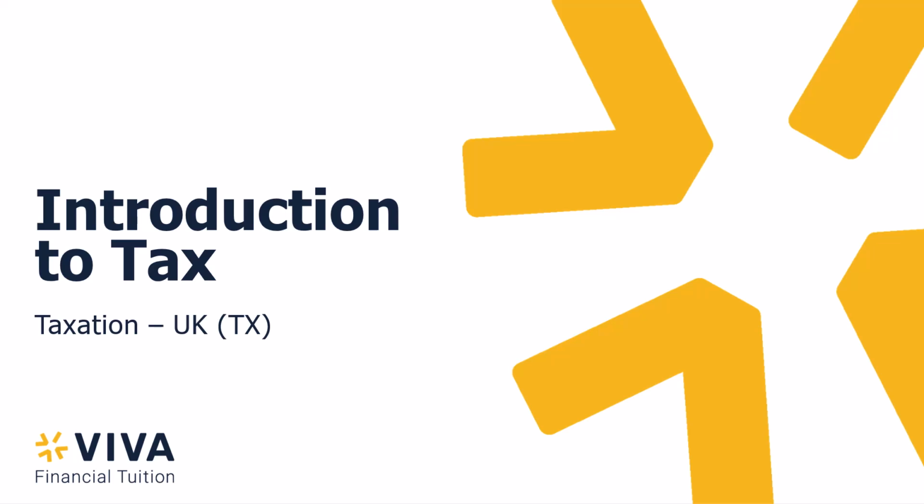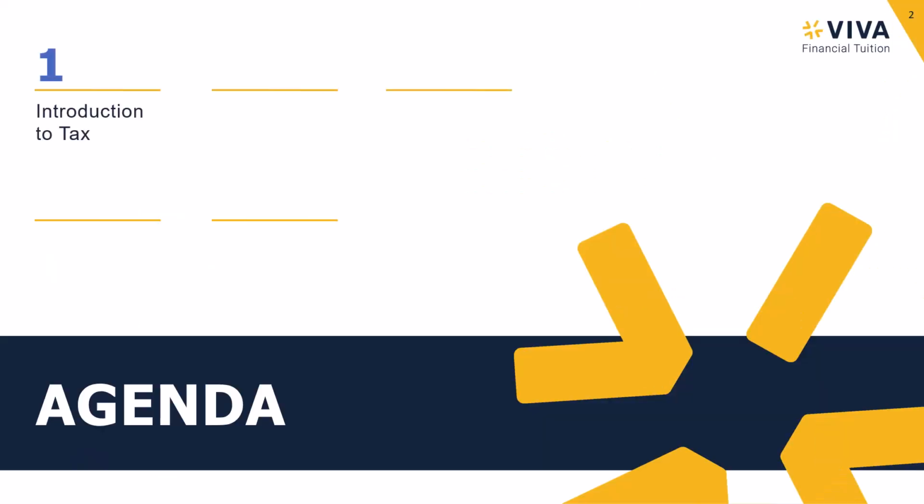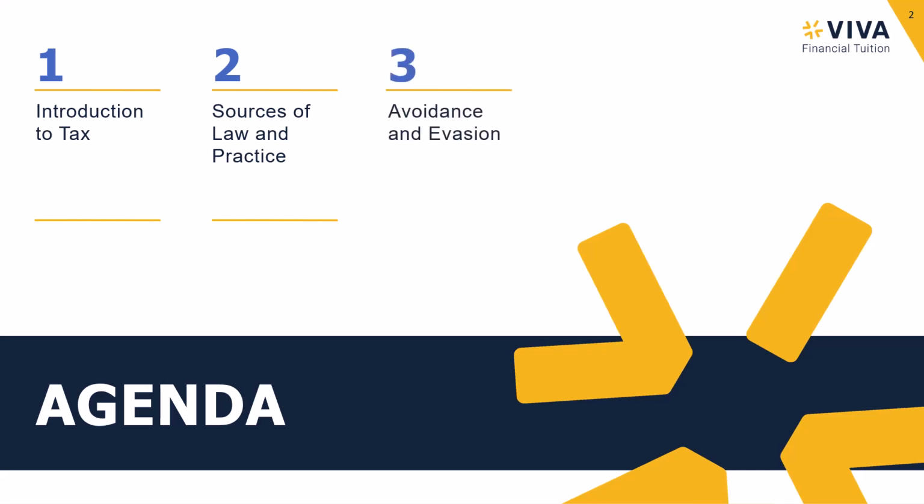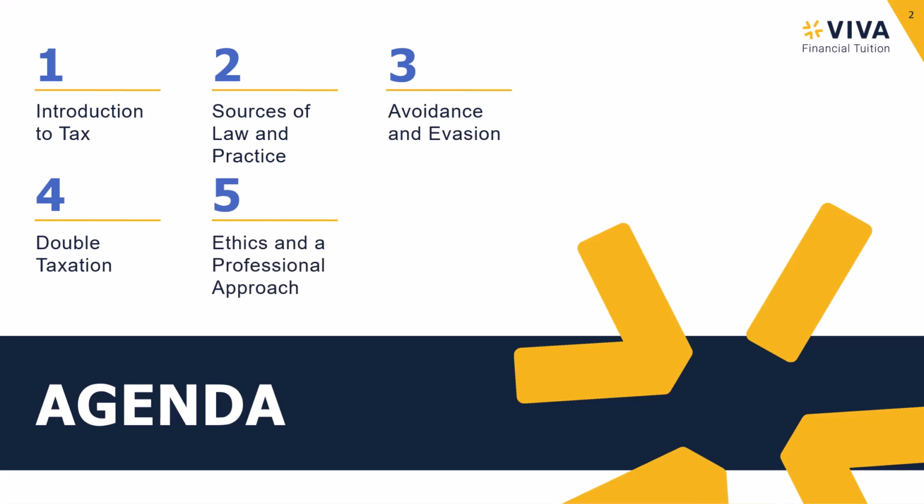This is our first topic recording, Introduction to Tax, and let's take a look at what we will cover. We're going to start off with an introduction to UK tax. Then we'll move on and have a look at some of the sources of law and practice that shape UK taxation. Then we'll have a look at the really important distinction between avoidance and evasion. We'll have a brief look at double taxation, and then we'll wrap up this topic by having a look at ethics and a professional approach.